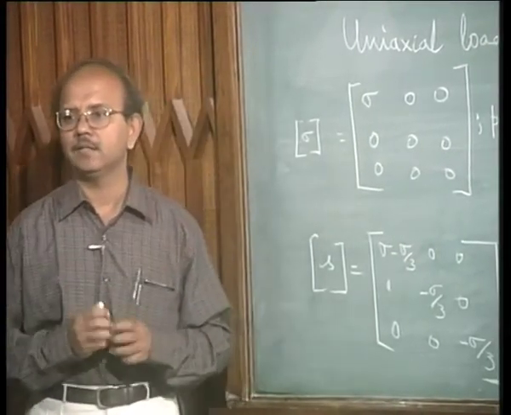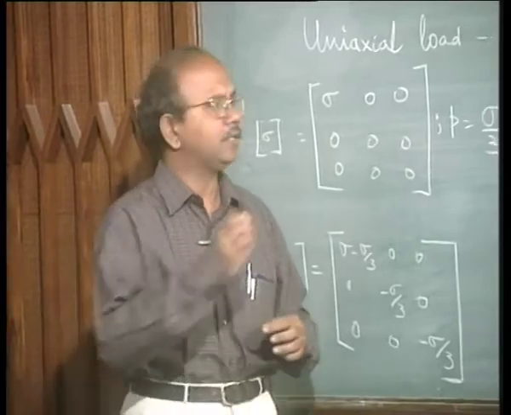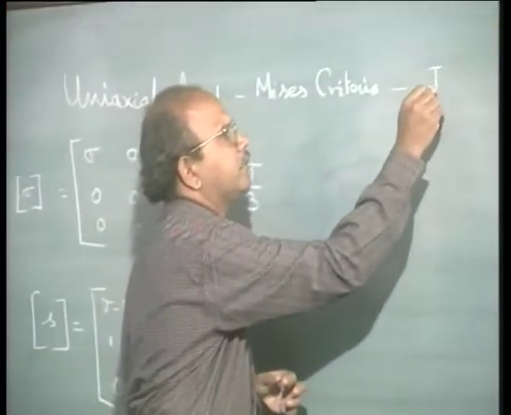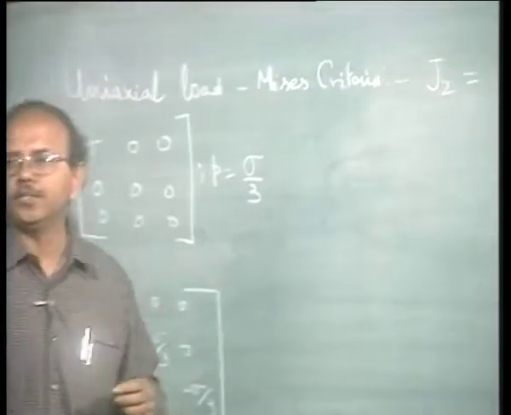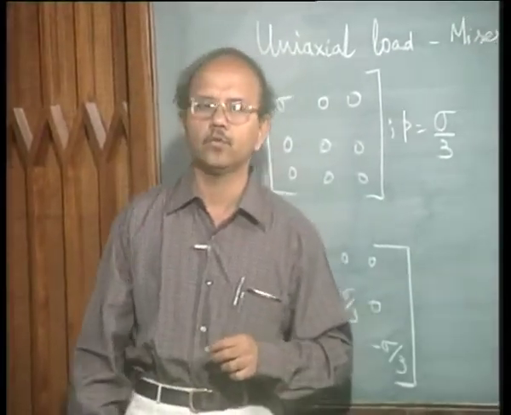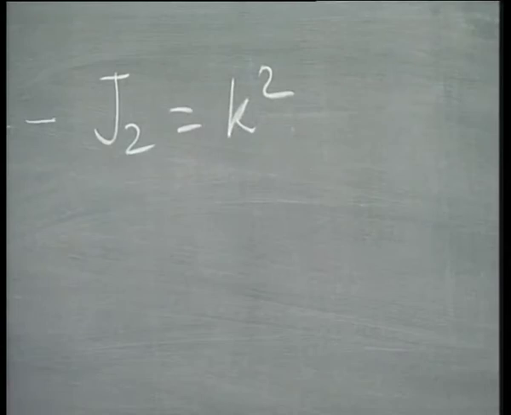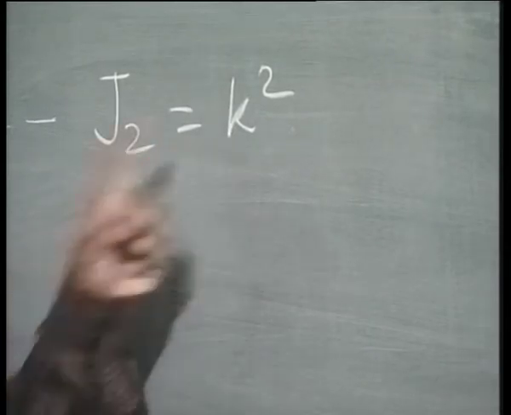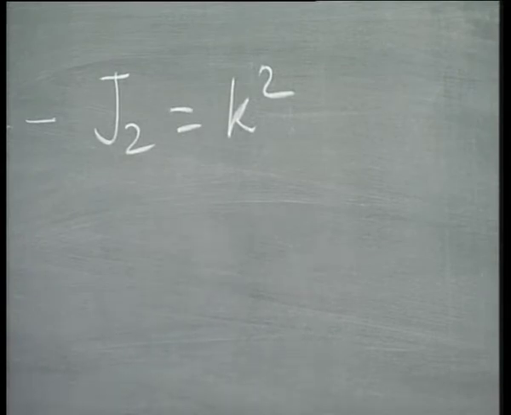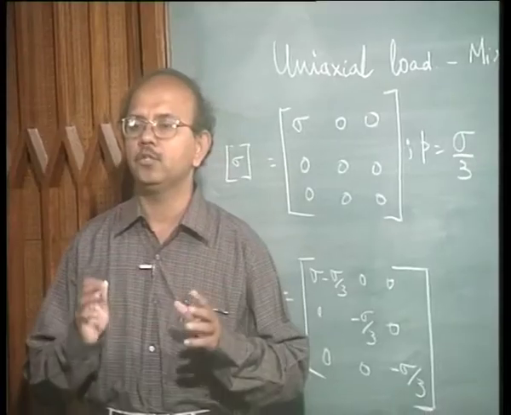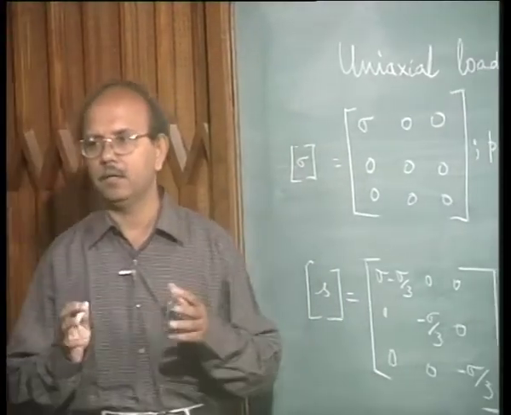We said that the Mises criteria, or the yield function, can be written in terms of J2, and hence we call this J2 flow theory, and said that J2 is equal to k squared. So, we said that our main aim is to find out what this k is. That is where we stopped in the last class. We also said that we can get that k from a uniaxial specimen.